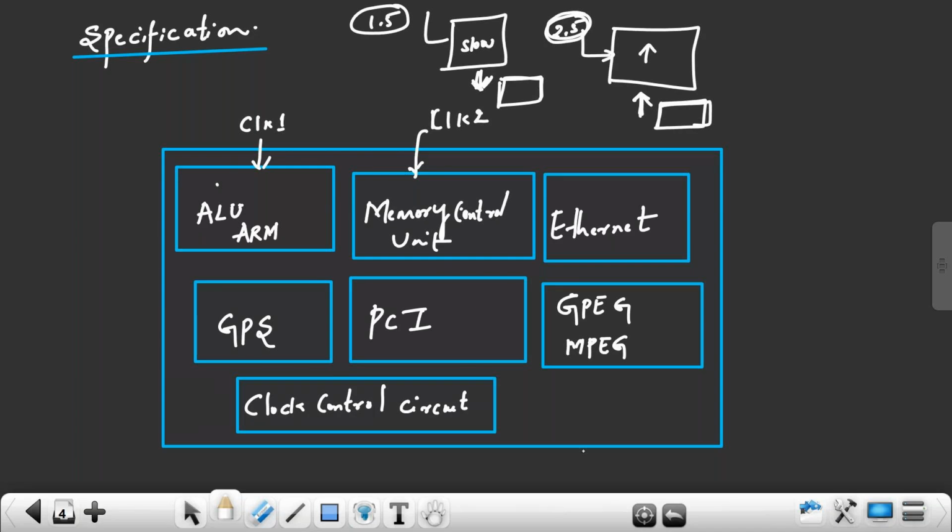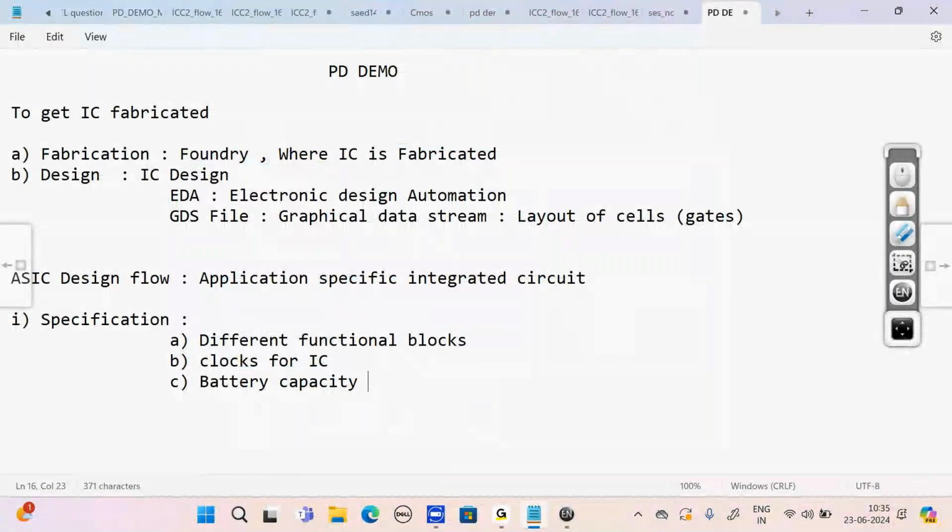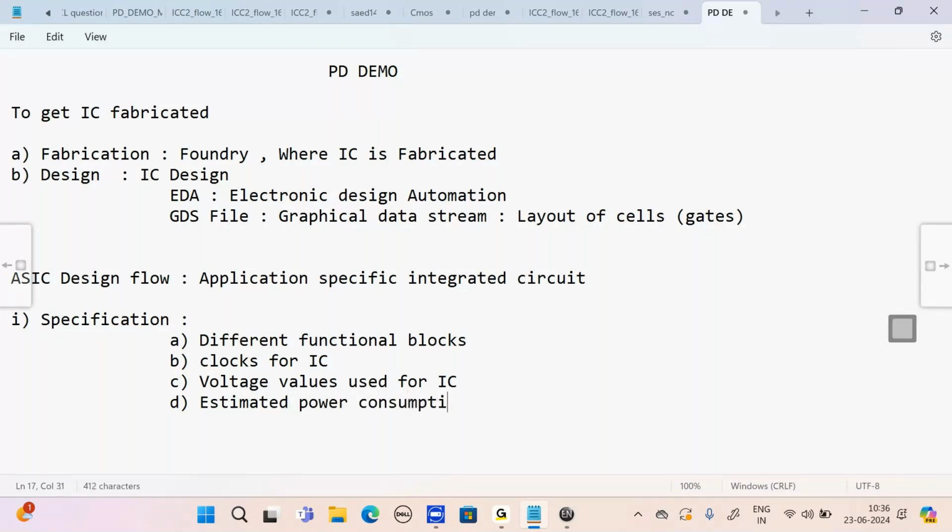So I can tell, instead of battery capacity, I can tell voltage values. Voltage values used for the IC, with what voltage my IC is working. Then estimated power consumption. So this IC should have this much power consumption, estimated power consumption. So these are different things which are decided in the specification stage.